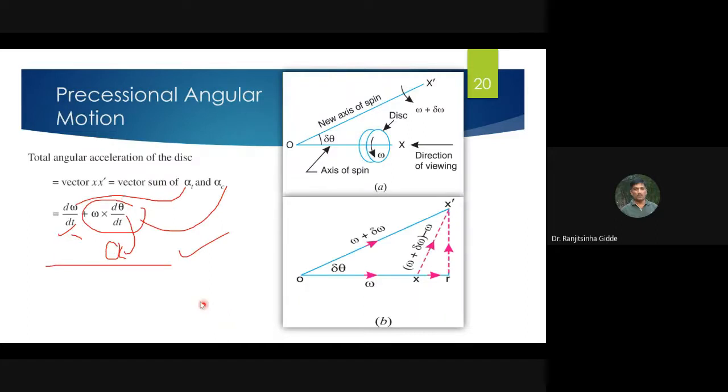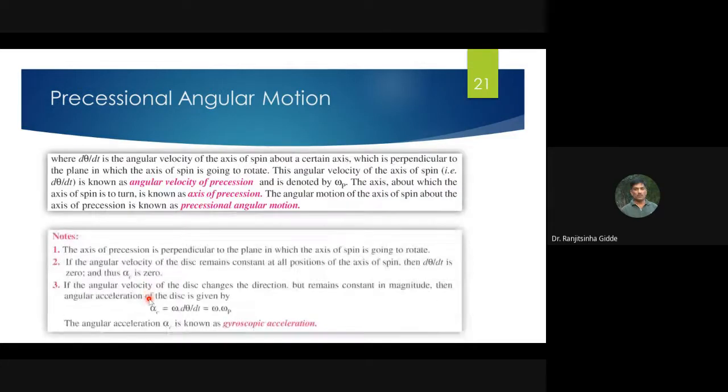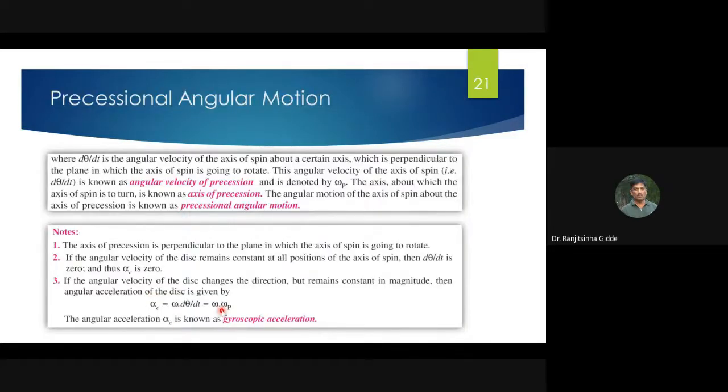So this derivation, for this slide you can see that this is the vector sum of alpha t. If omega is constant, this part we are eliminating, and only the acceleration will be omega into omega p. So that is mentioned here, omega into omega p, and this alpha c is known as gyroscopic acceleration.